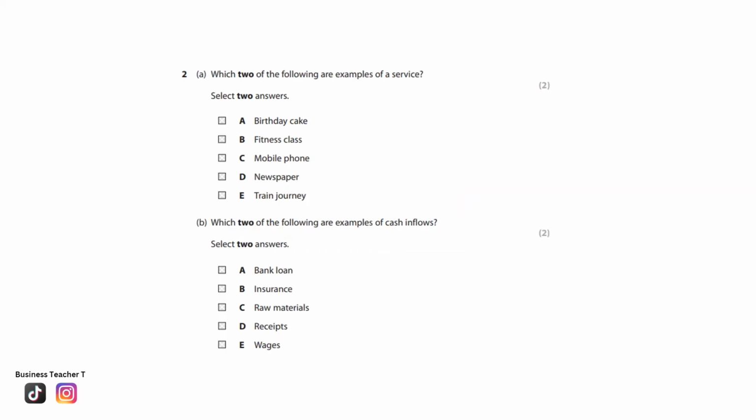Which two of the following are examples of a service? Select 2 answers. A. Birthday cake, B. Fitness class, C. Mobile phone, D. Newspaper, E. Train journey. And the answers are B. Fitness class and E. Train journey.